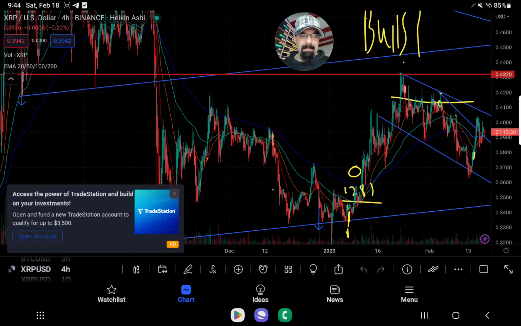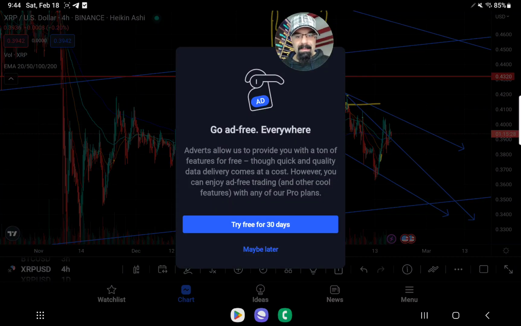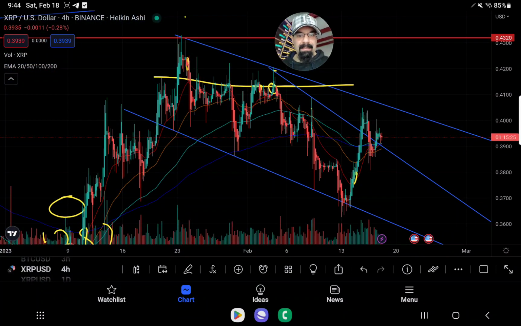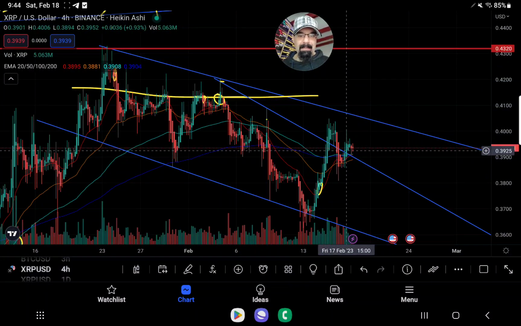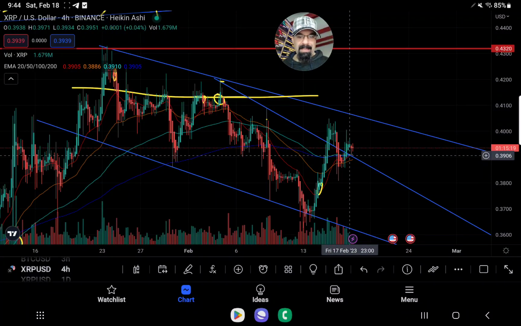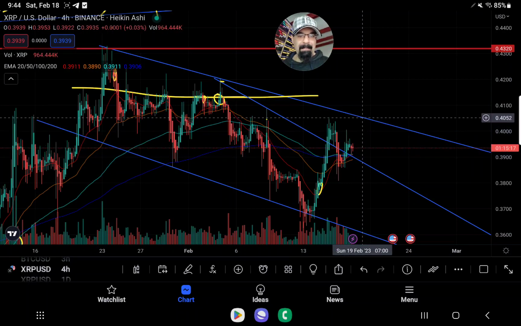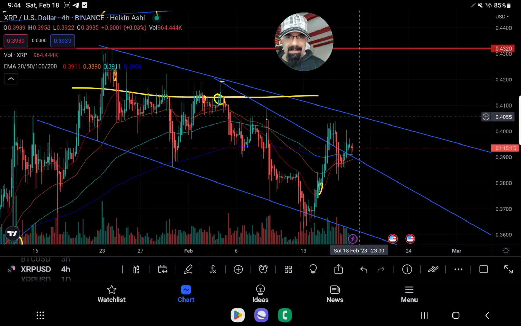So XRP, we talked about the 0.3910 level. That's that downtrending resistance line. Not even calling a pattern formation, I'm just showing this downtrending resistance line. It broke out over the top of it, and we talked about 0.3910. If it holds, we can pop back up to about the 406 level this weekend.